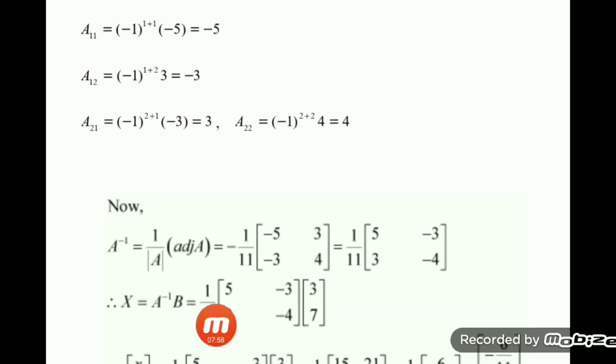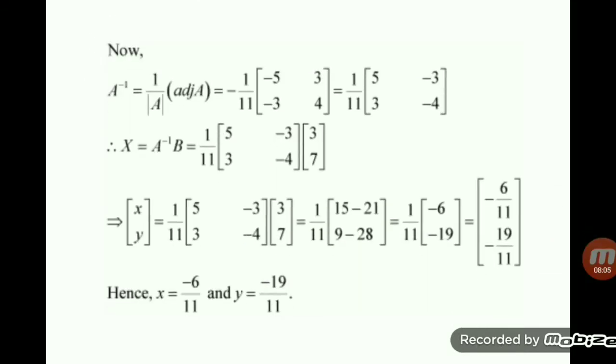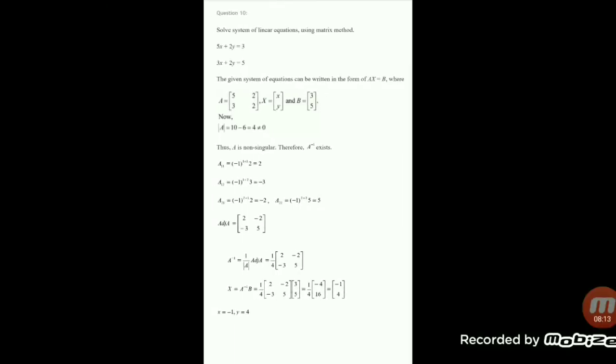So X equal to A inverse B, that we know, and putting all the values and doing the calculation. After calculation, we are going to divide by 11, and we have got the value X equal to minus 6 by 11 and Y equal to minus 19 by 11. Okay, you can verify the calculated values yourself.